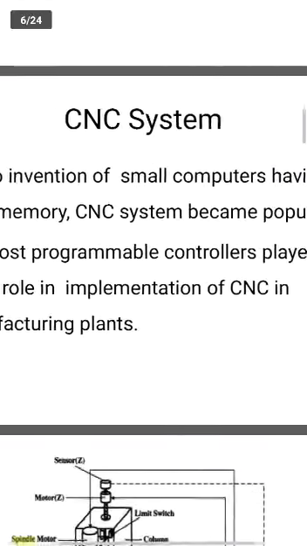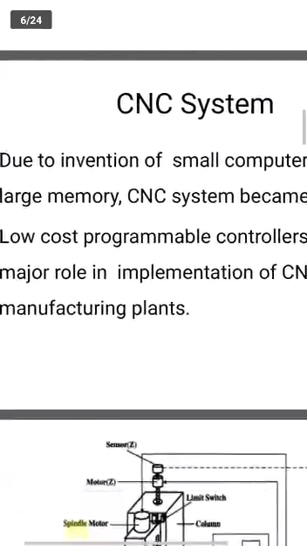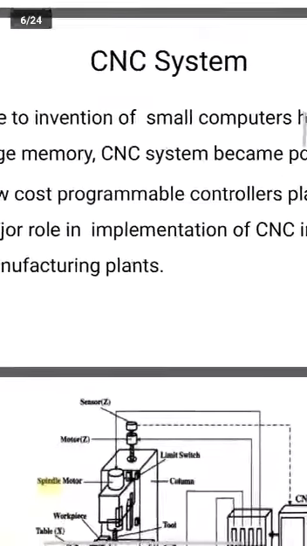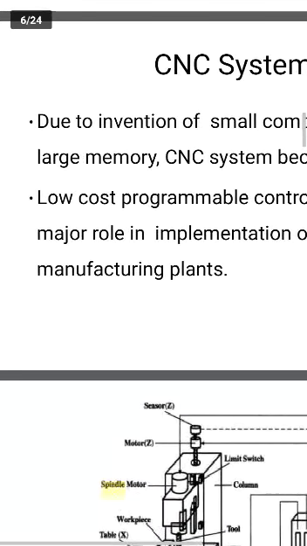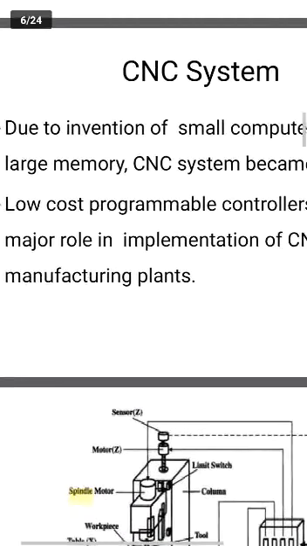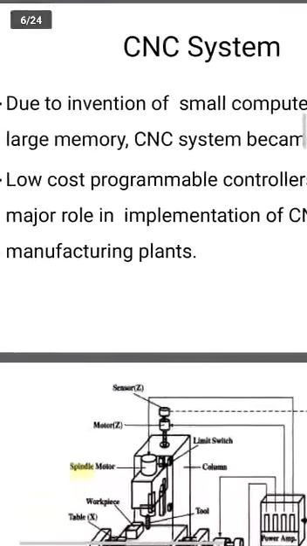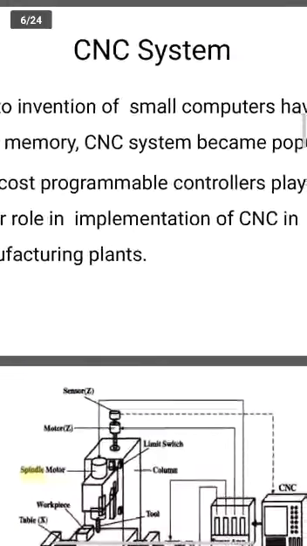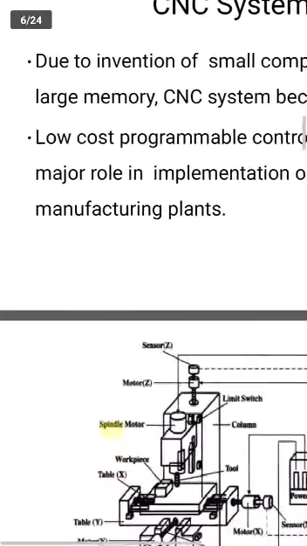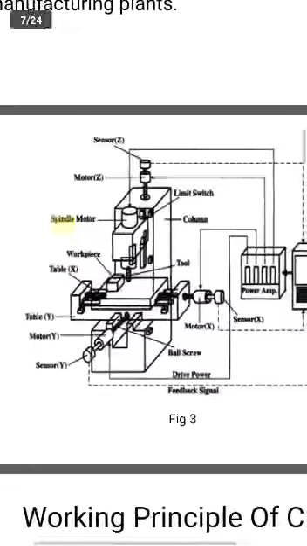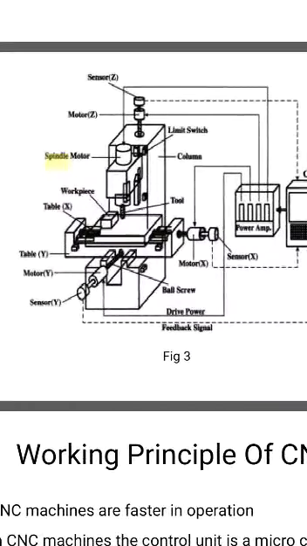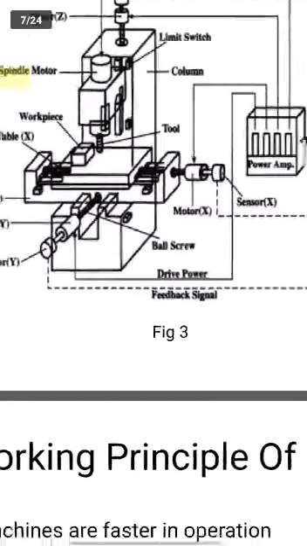Due to the invention of small computers having large memory, the CNC system became popular. It has become very popular because, at low cost, we can run the machine, modify the program in the system itself, and get fine finishing of the components. Low cost programmable control plays a major role in the implementation of CNC manufacturing. This is one type of CNC machine here. This is another type of CNC machine.